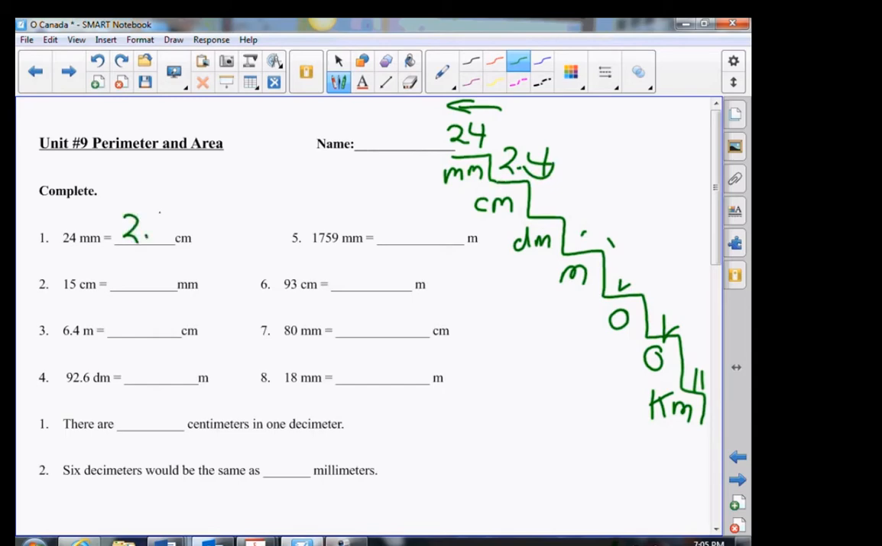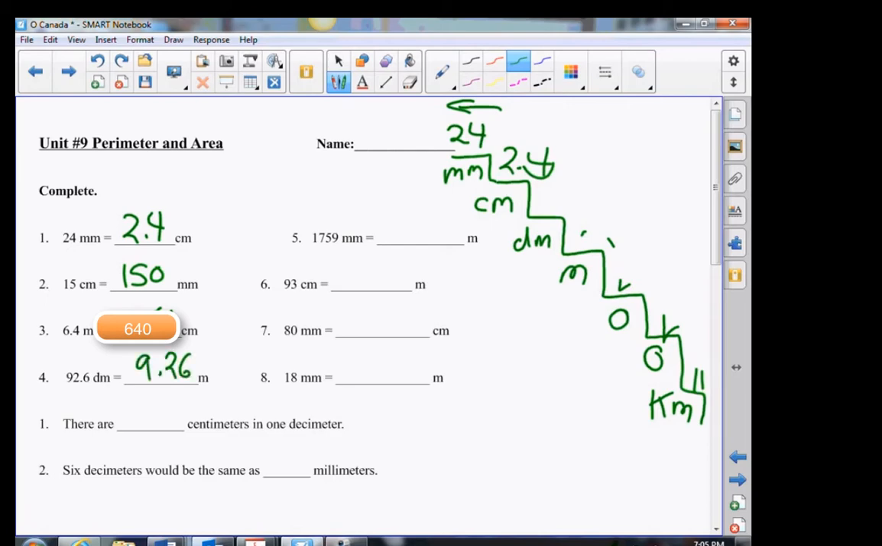As you go down the stairs, the place value moves 1 to the left. It's important that you're always moving 1 to the left for every stair you go down. Oppositely, if you go up the stairs, you always move the decimal 1 to the right. So 15 centimeters becomes 150 millimeters. You have to put a 0 if there isn't one there. So 15, you need to add a 0 to make the number larger, 150.